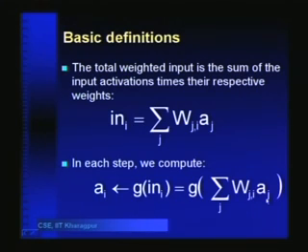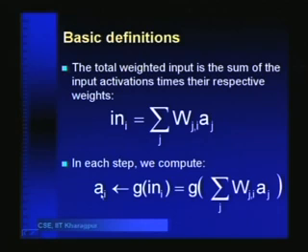Is this clear? Now, this function can be of different types. It can be a threshold function, which says that AI will be 1 if the total input exceeds some value. If the total input is more than 0.7, then AI will become 1. If the total input is less than 0.7, then AI will become 0. So we could have something like that and so on.